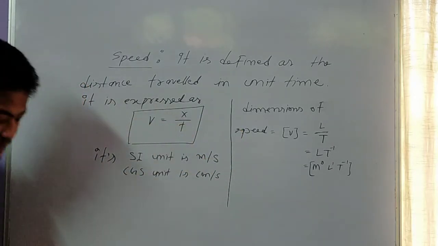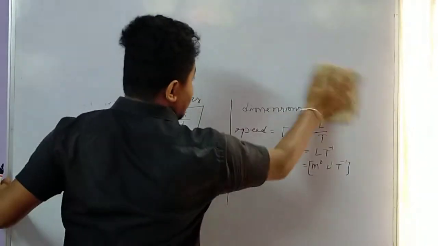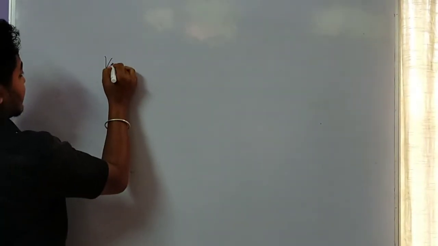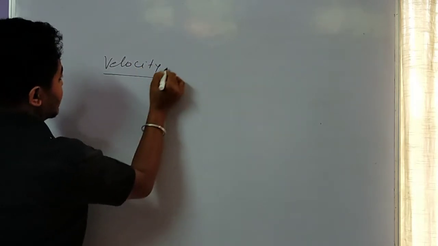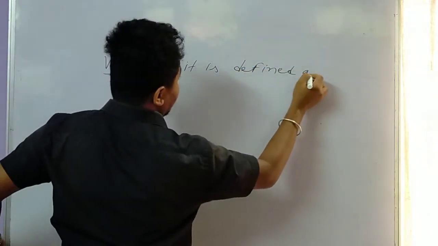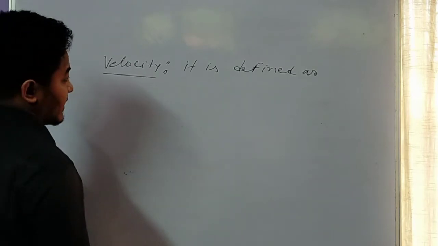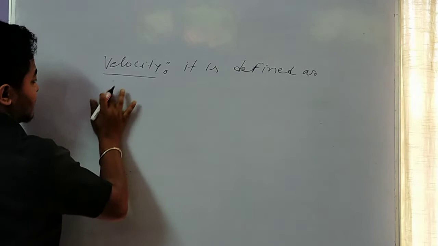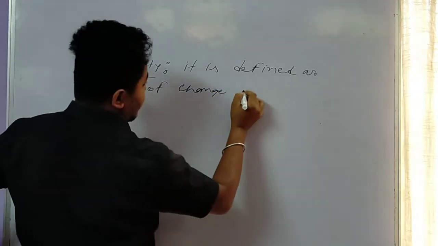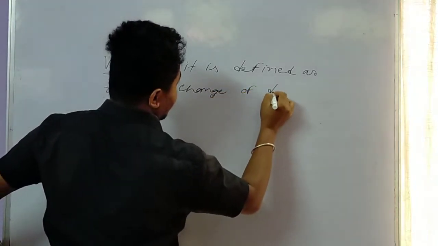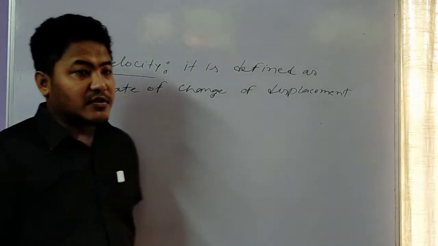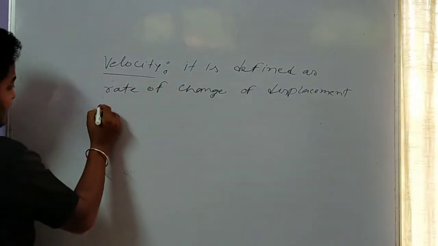Next, let's write down velocity. What is velocity? Velocity is defined as the rate of change of displacement. It is defined as the rate of change of displacement, and it is expressed as follows.